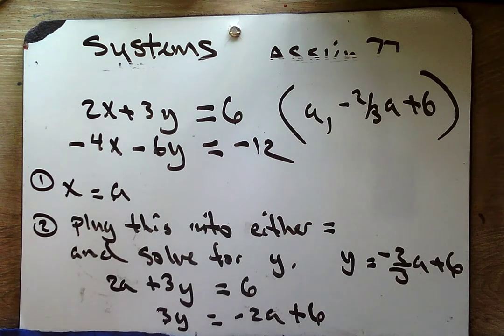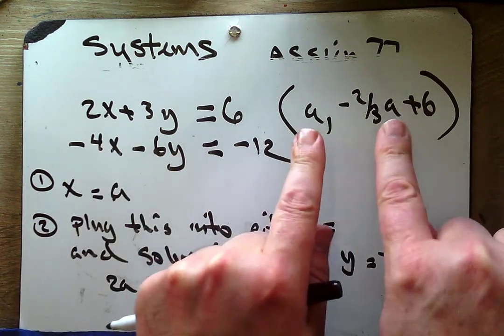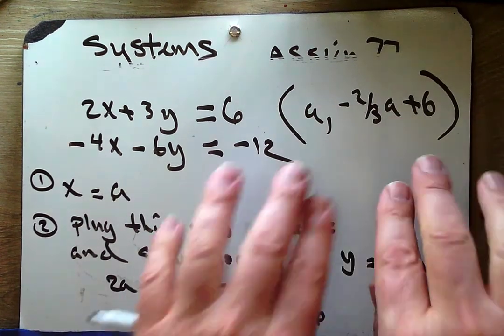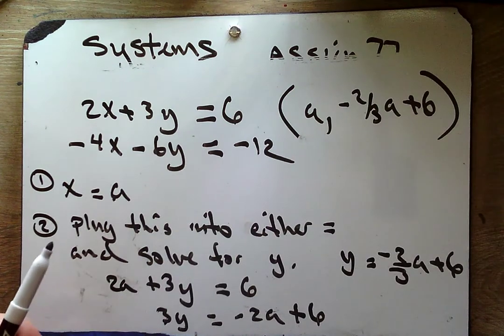So if anyone were to come up to us and say, hey, what's the solution to this? You could just plug in a 0 or a 1 or a negative 5 or a positive 6.2 into these a's, and you'd be generating a solution.